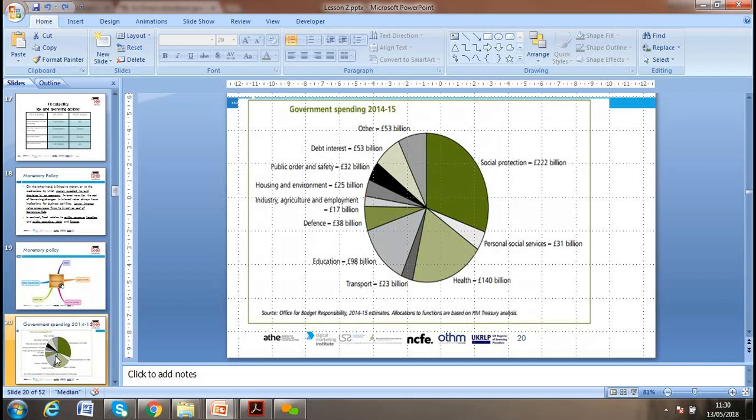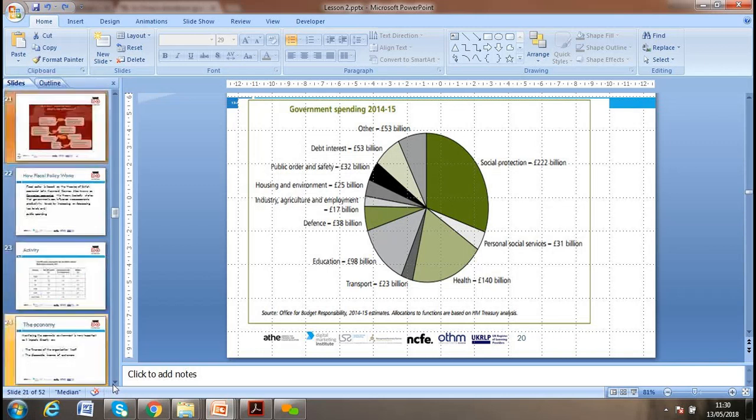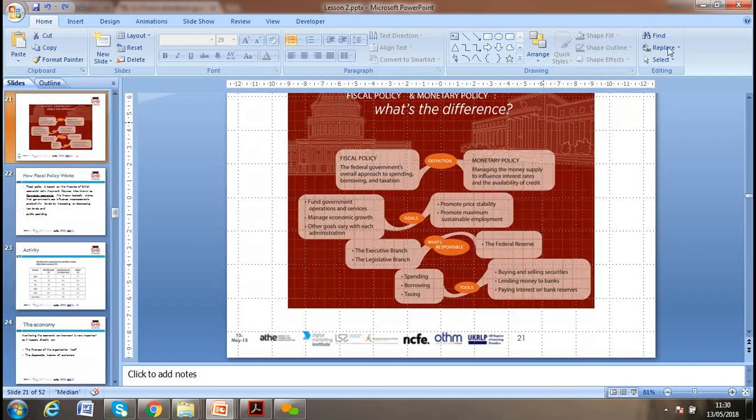Next we'll see the government spending figures in different years, and the next graph shows the differences between fiscal and monetary policy. So please go through these, that will help clear the concept. Fiscal policy belongs to the federal government, what we call the central government. Monetary policy is managing the money supply and influencing the interest rate.